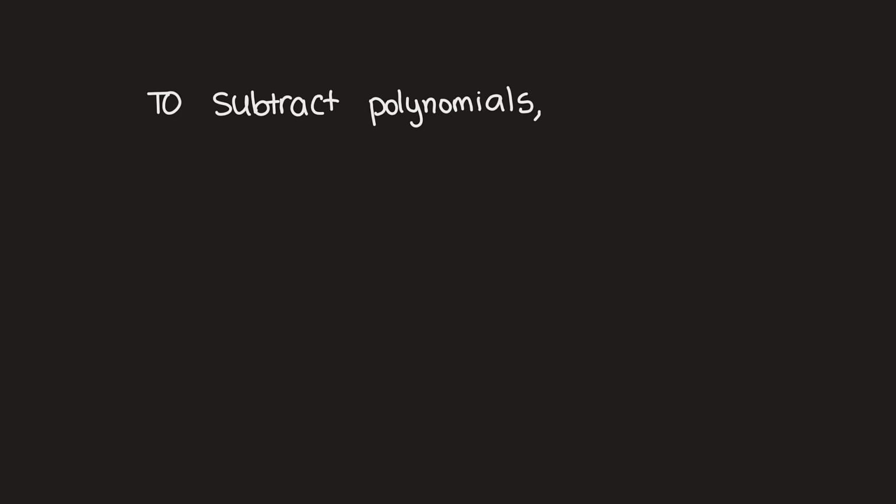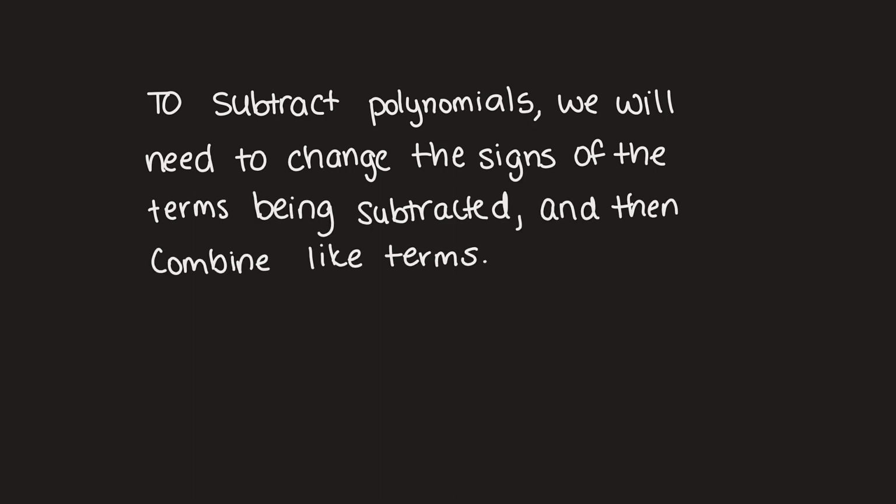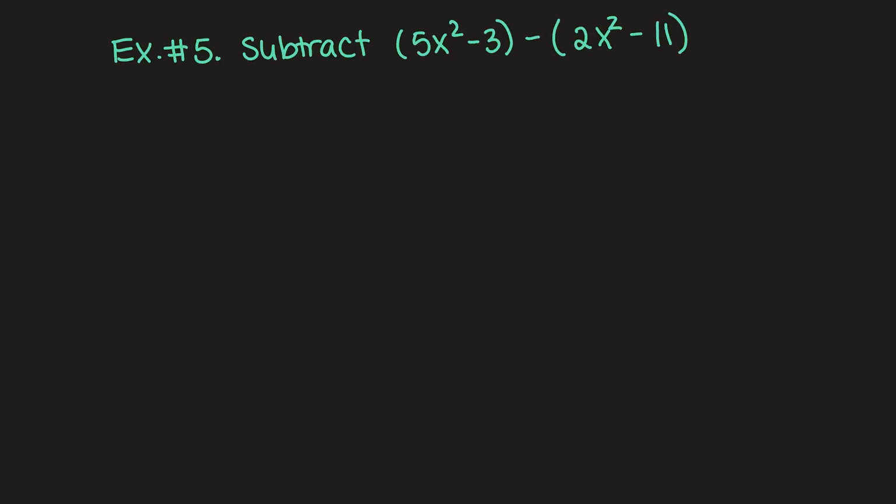Now to subtract polynomials, we will need to change the signs of the terms of the polynomial being subtracted, and then combine like terms. So for example 5, let's subtract the following polynomials. Now normally we would just drop the parentheses when adding.